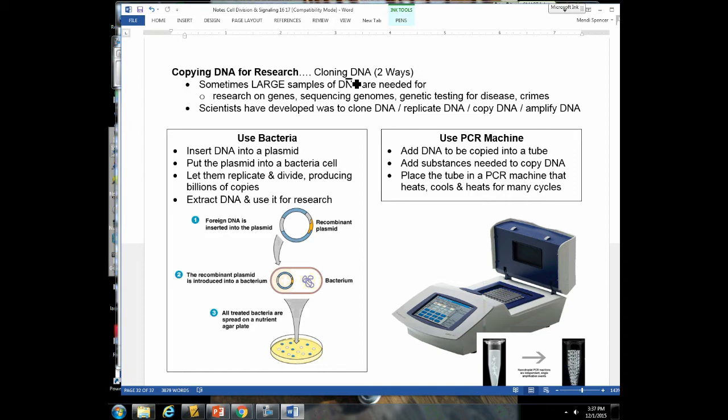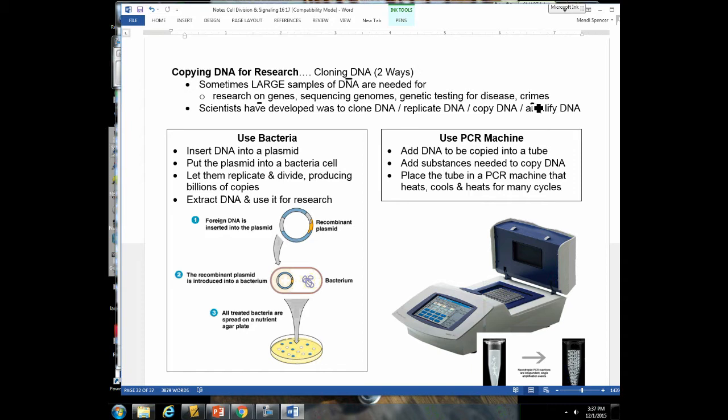So we will want to make large copies of DNA whenever we're trying to do research on specific genes. If we want to sequence someone's genome, we have to make multiple copies of it. If you send in a sample of your cells, of your DNA, for genetic testing for disease, they'll make multiple copies of it. And if we can get some DNA from a crime scene, then what we want to do is make multiple copies of it so we can perform a lot of tests on it to see if we can figure out a person who was at the crime scene.